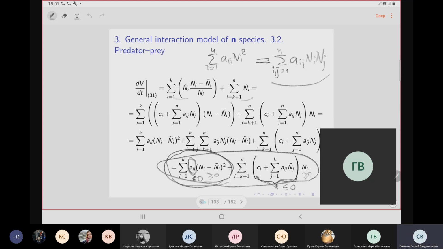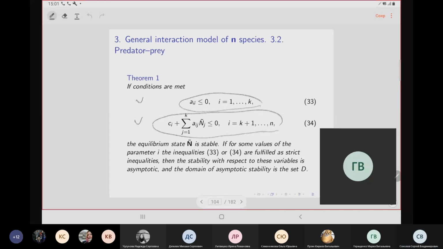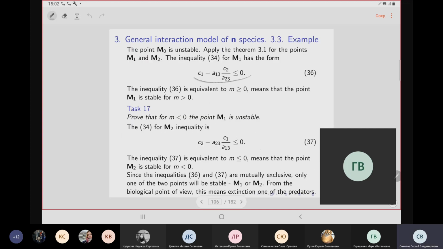So we just use these. We rewrite the numbering of our populations so that the population with 0 coordinate is the last, and then we apply the theorem. So we apply this inequality. Now, for the point M1, the inequality 36 is M greater than 0. So the point M1 is stable for positive M.